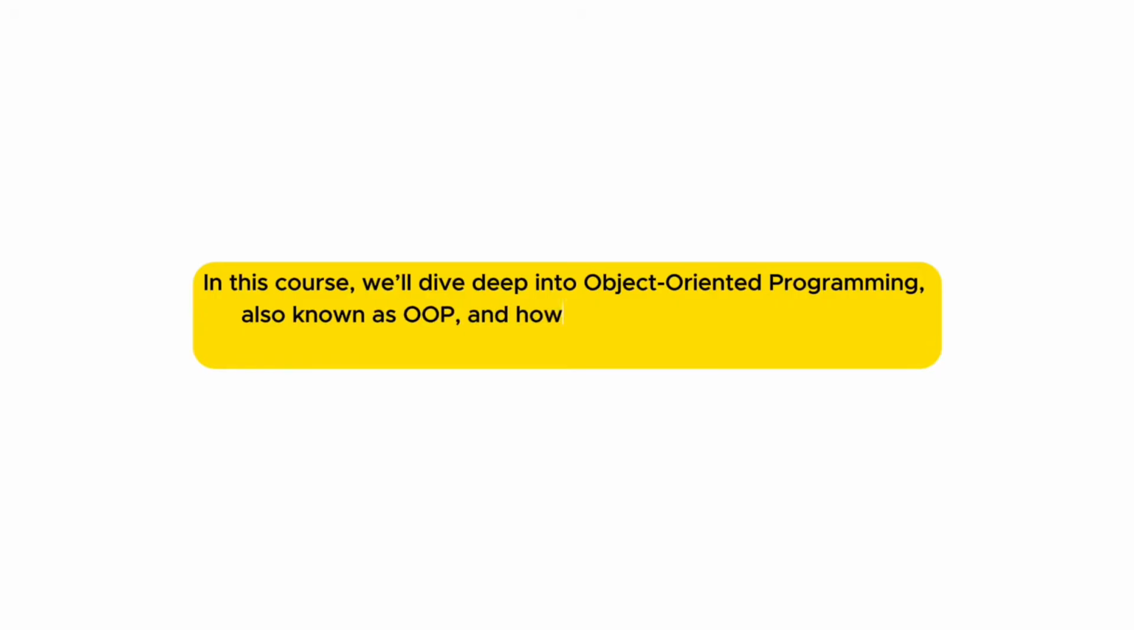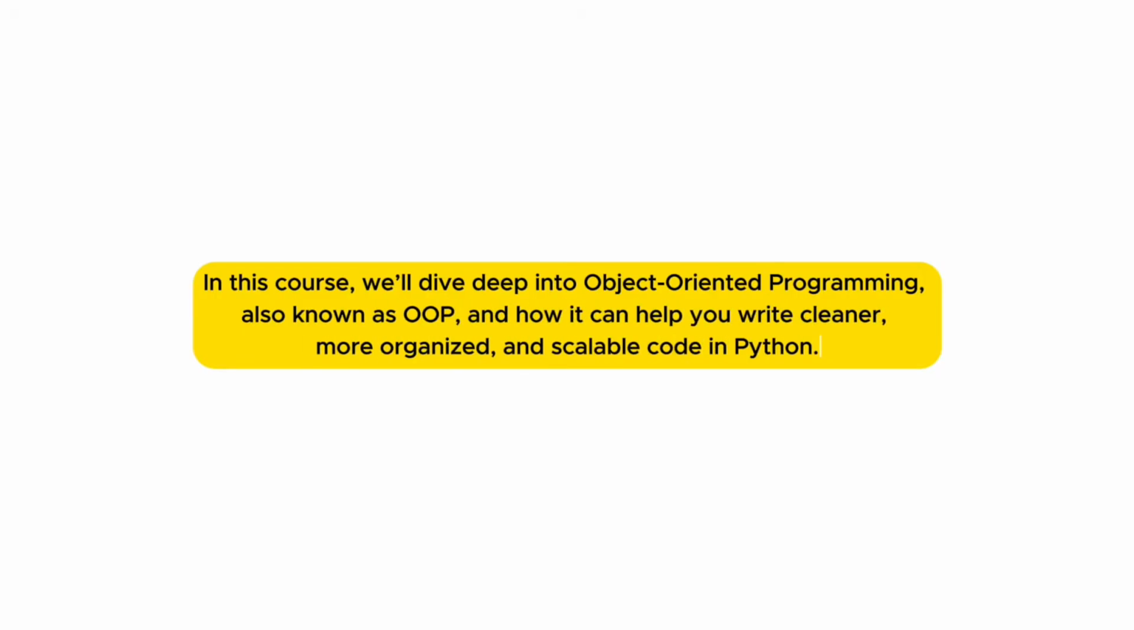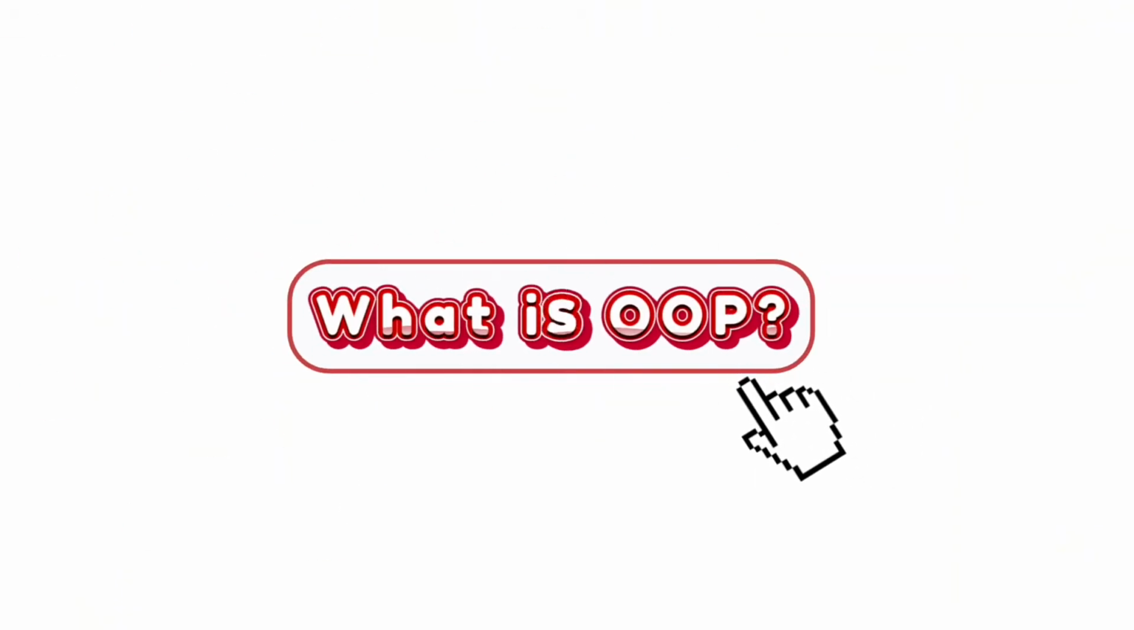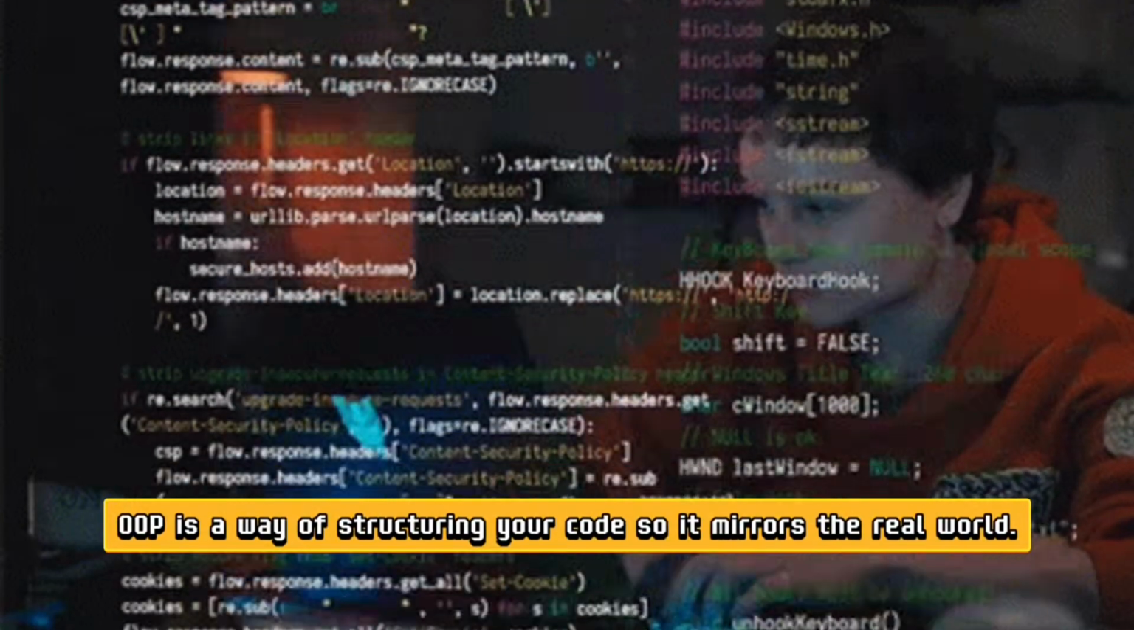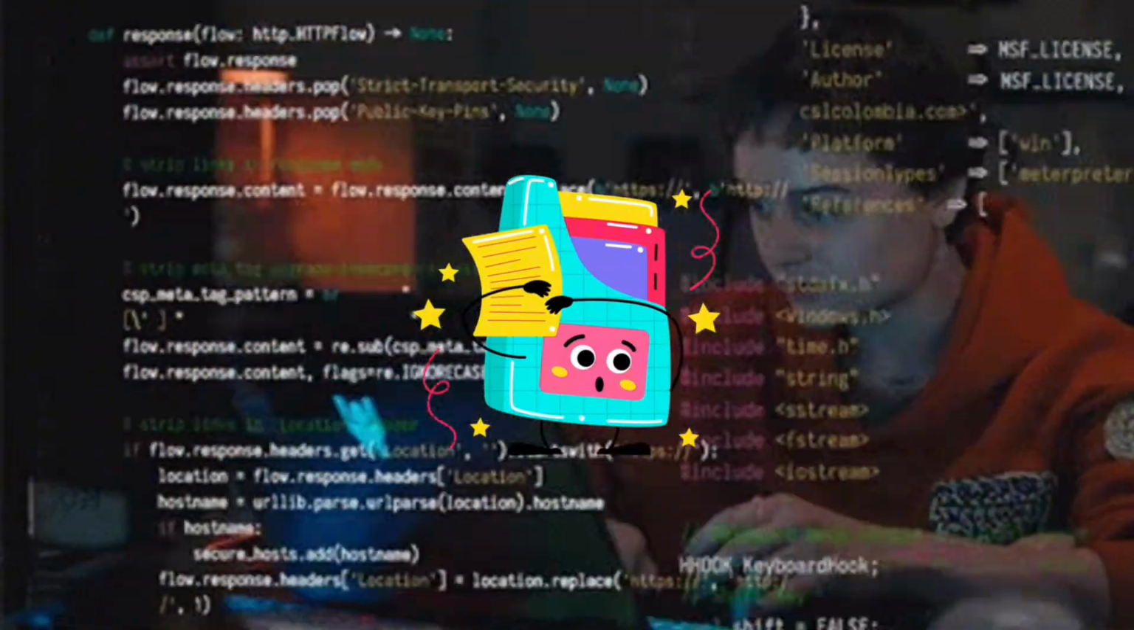In this course, we will deep dive into object-oriented programming, also known as OOP, and how it can help you write cleaner, more organized, and scalable code in Python. First things first, let's answer the question: what is object-oriented programming? Simply put, OOP is a way of structuring your code so it mirrors the real world.